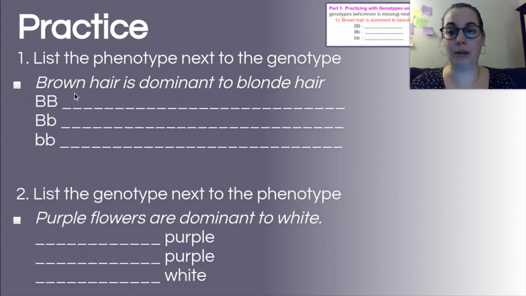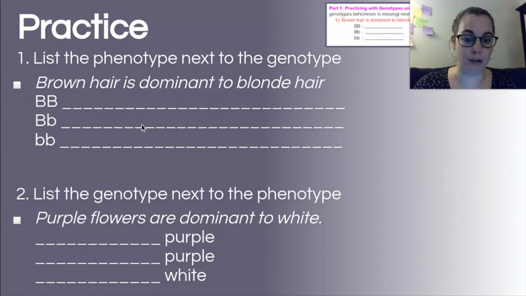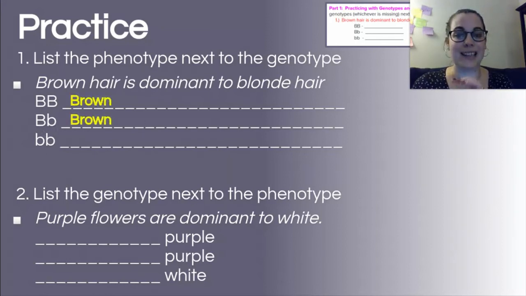So we are told brown hair is dominant to blonde hair, which means if I see the dominant allele, this capital B, my phenotype is going to be brown. Because I have this capital B, that dominant allele, my phenotype for this genotype is going to be brown. Because in this next one, I have 2 lowercase b's, 2 of those recessive alleles, it's going to be that recessive trait, which is blonde.